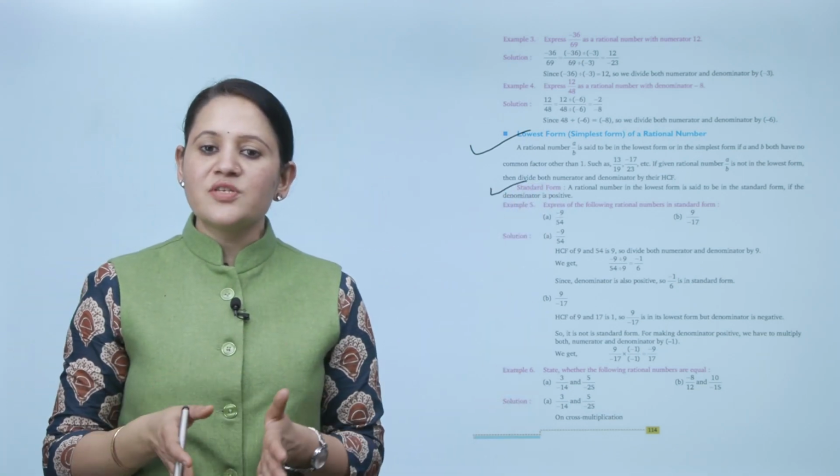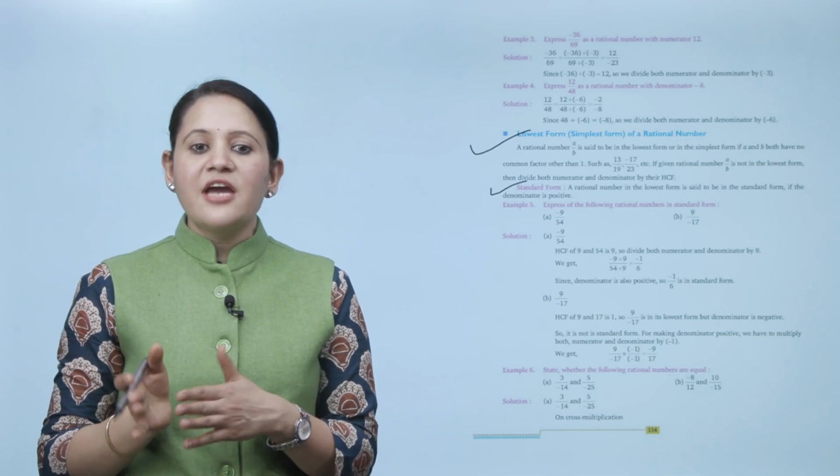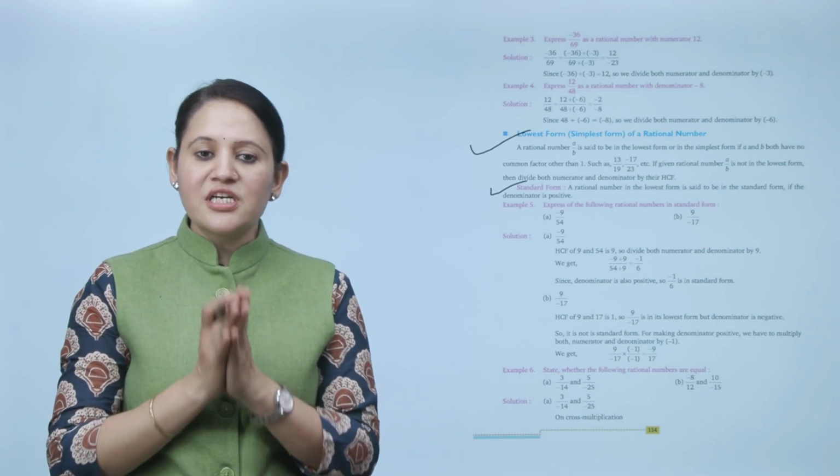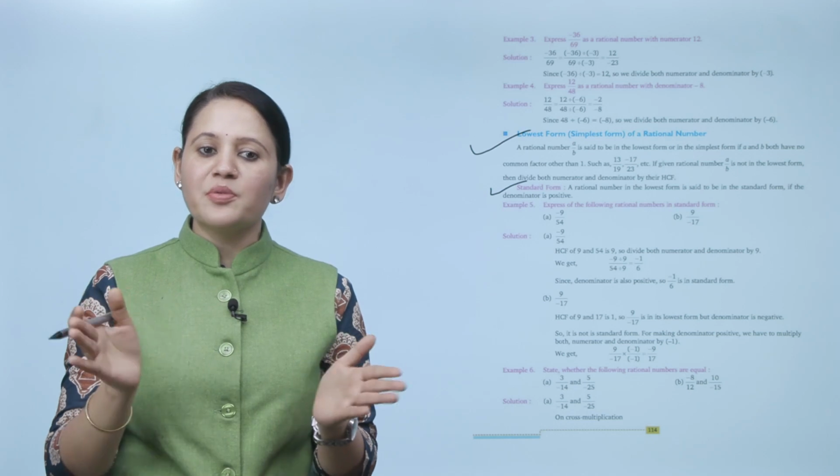Standard form. A rational number in the lowest form is said to be the standard form if the denominator is positive. So standard form में lowest term होना चाहिए and denominator should be positive.